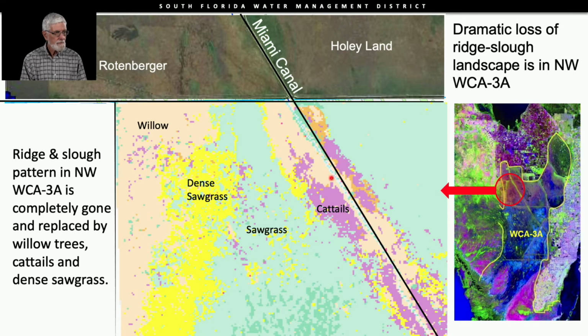You have dense willows that come in because the system is just inundated with ponding, dense sawgrass, and then regular sawgrass. Down here, you might actually see some remnant of a slough community.